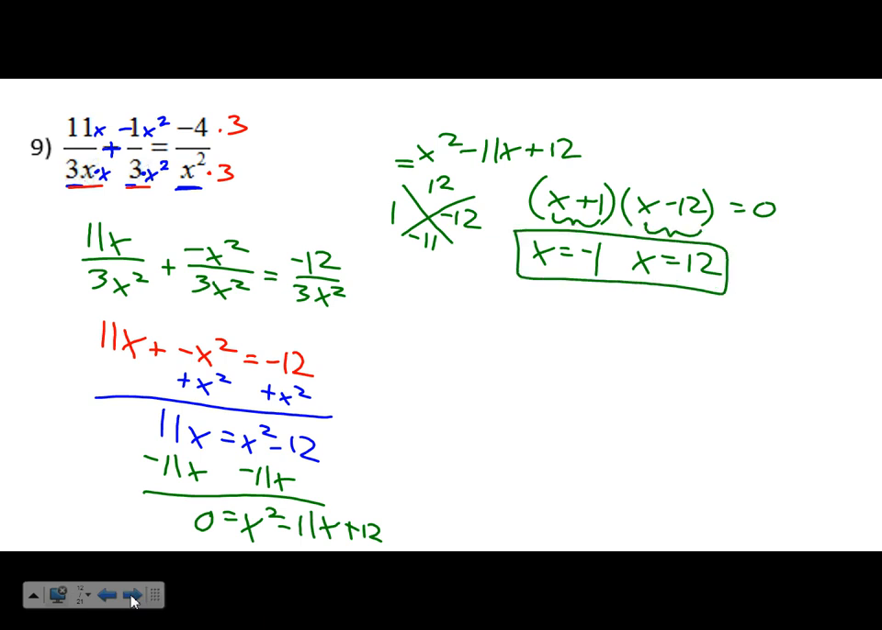Then take a quick second, go ahead and check. Plug negative 1 into your denominators. 3 times negative 1 is good, negative 1 squared is fine. Plug 12 into your denominators, make sure those aren't the excluded values, or make sure those don't give you an undefined fraction.